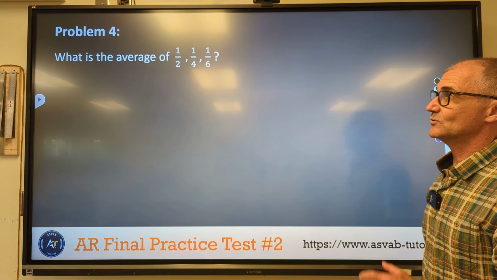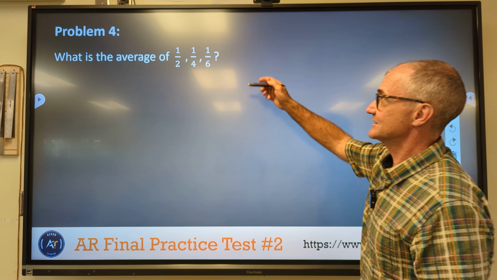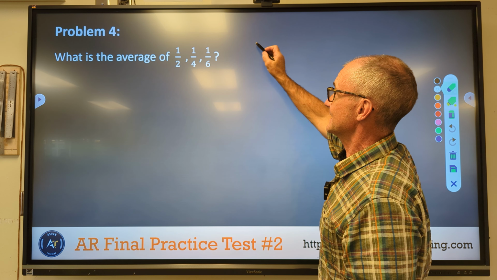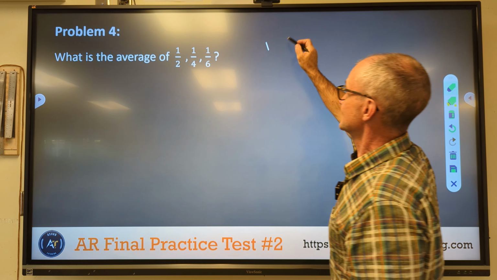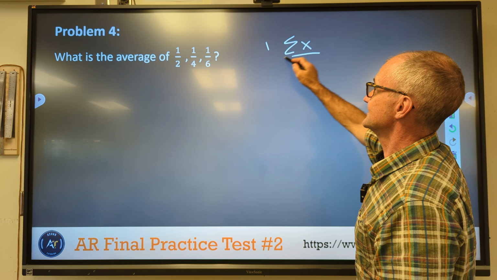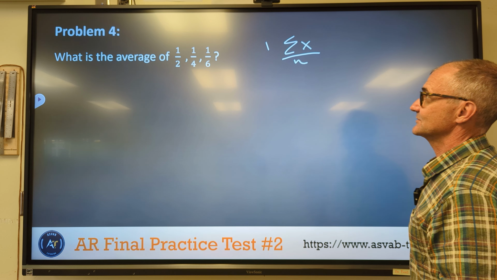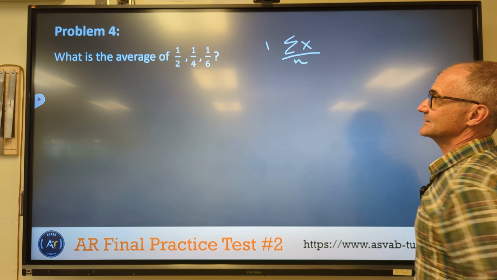Problem number 4, what is the average of these three fractions? Average, the notation is add up all of the values. Add up, that's the Greek letter sum. Add up all of the values, divide by the number of values. So that just means add everything up, divide by the number of values.